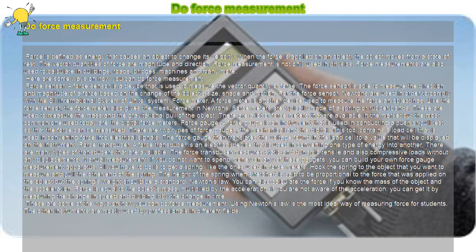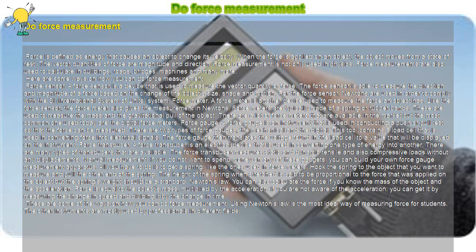Manual measurement. If you do not want to spend money on any of these gadgets, you can build your own force gauge measurement apparatus. All you have to do is to get a spring, like the ones used in force meters. Hook the spring to the object that you want to measure and pull the other end of the spring. The height of the spring when stretched is said to be proportional to the force that was applied on the object, but the spring's weight should be a standard.